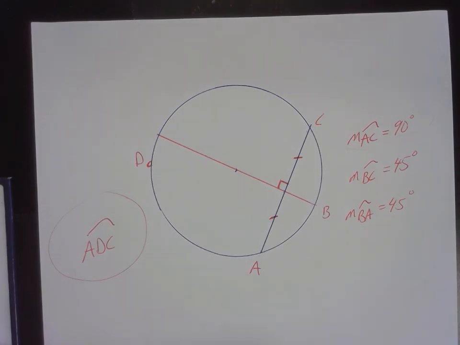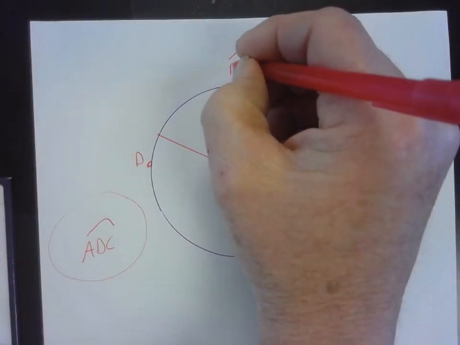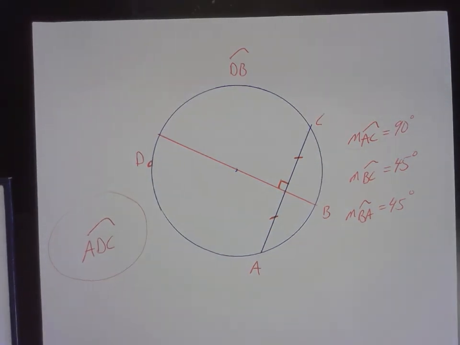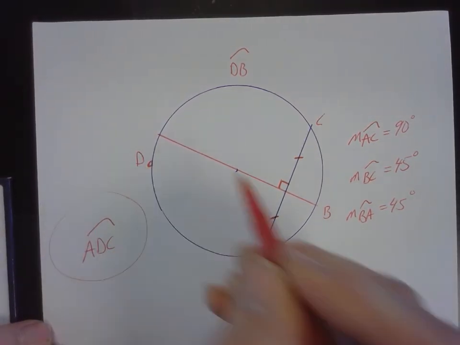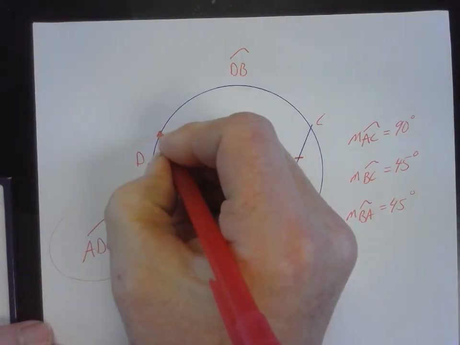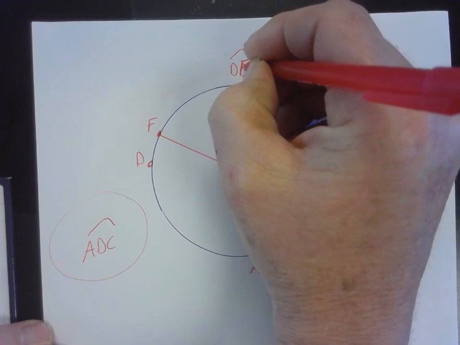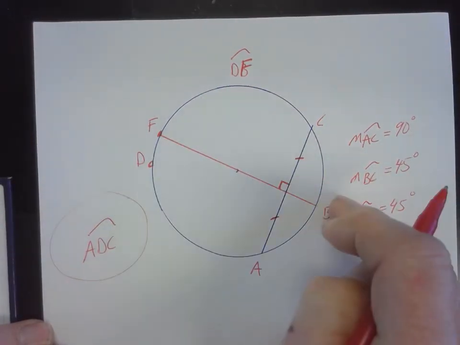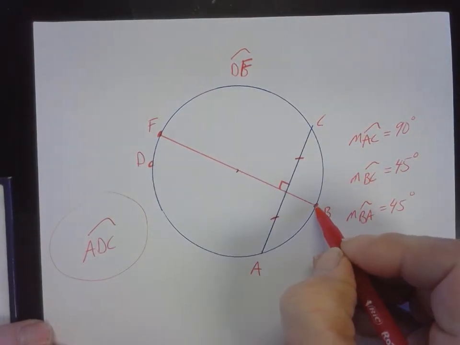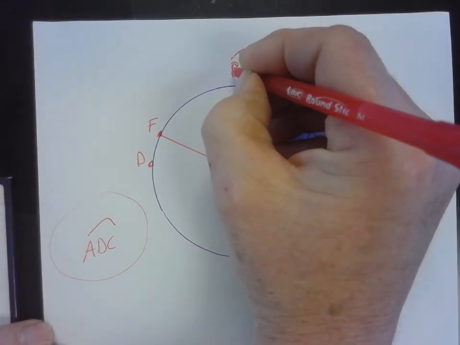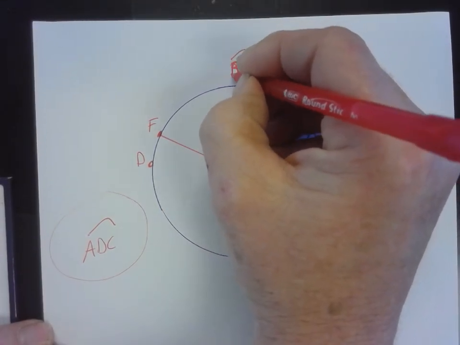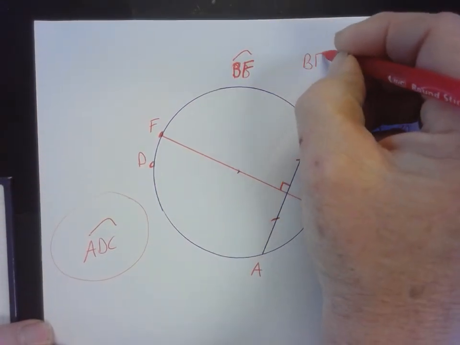What about arc DB? Oh, wait a minute. That's D over here. That's not there. Here. F. DF. It's on the diameter. BF. Can we get it right? Jeez, Mr. Collard. Here we go. BF.